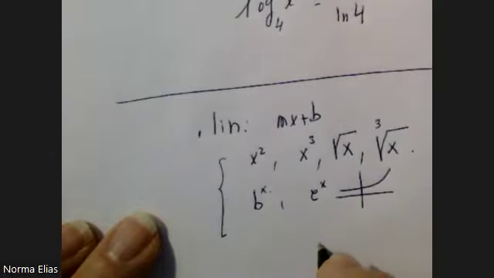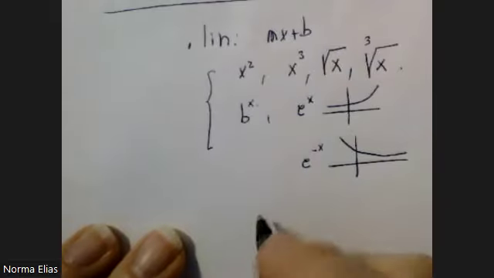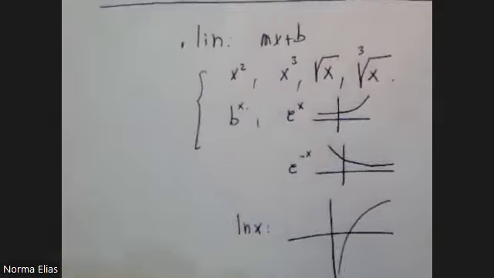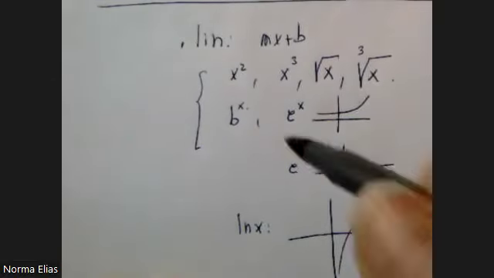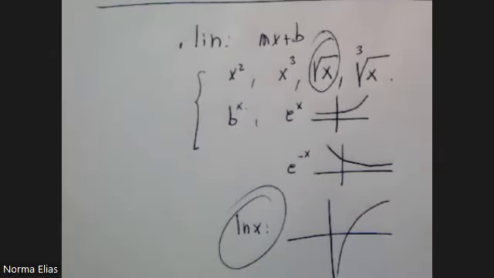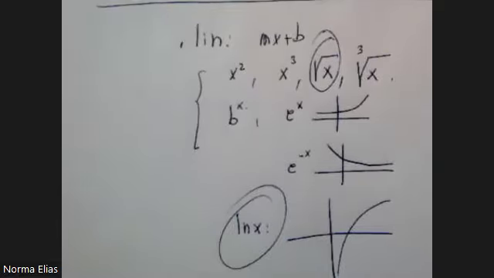E to the minus x, which is decreasing, and the ln. So these are so far the good functions that we should totally know their graph and their domain. The only ones that have an issue with the domain are the square root of x, where x has to be positive, and the ln of x, where x has to be positive. For all the other functions, the domain is all values of x.